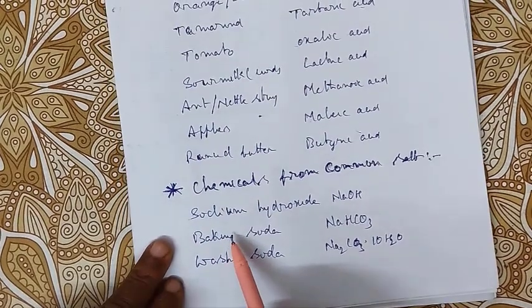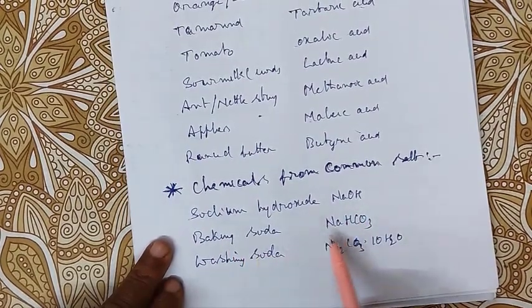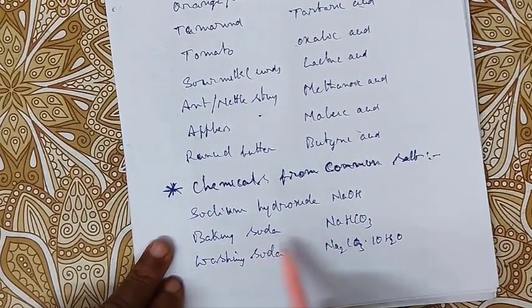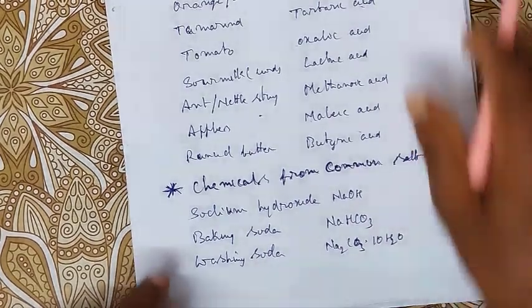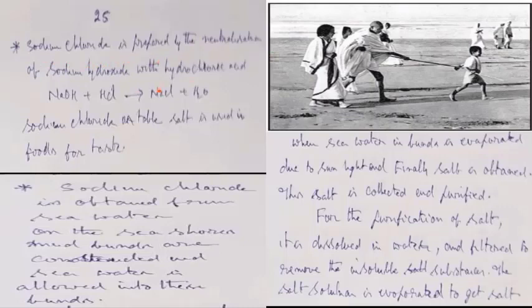Chemicals obtained from common salt are sodium hydroxide, sodium bicarbonate, that is baking soda, and sodium carbonate, that is washing soda. Sodium chloride is prepared by neutralization of sodium hydroxide with hydrochloric acid: NaOH + HCl gives NaCl + H2O. Sodium chloride as table salt is used in foods for taste.